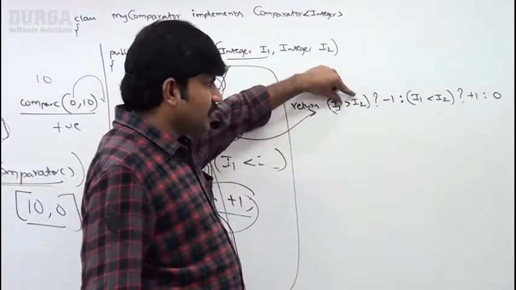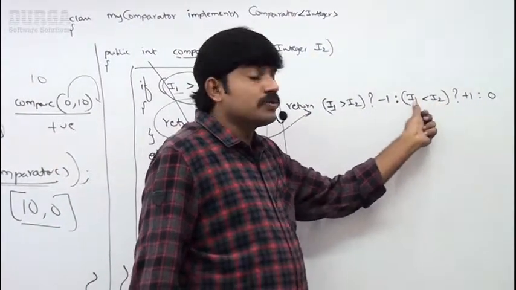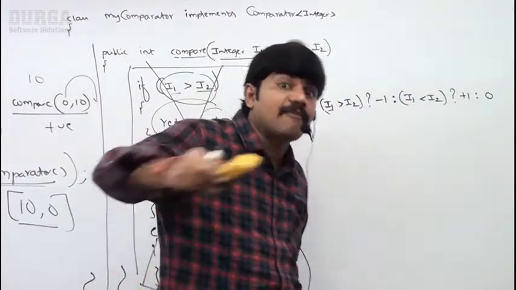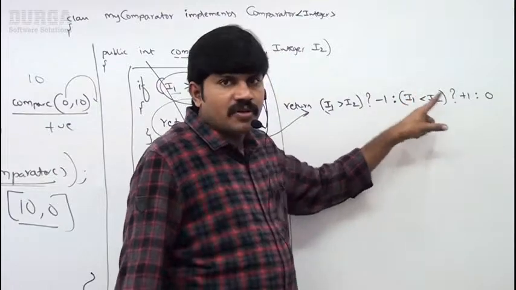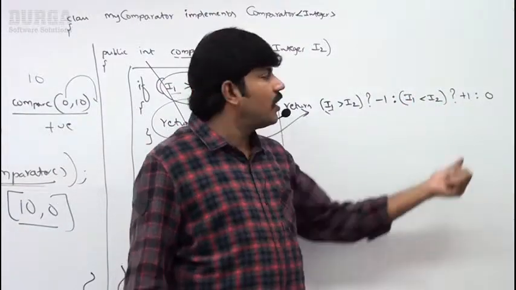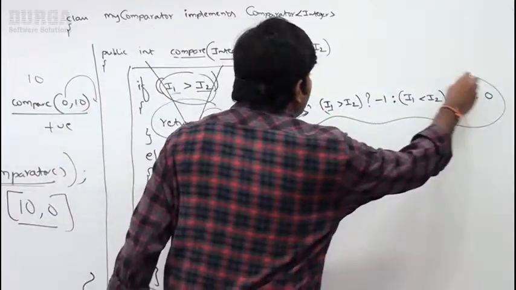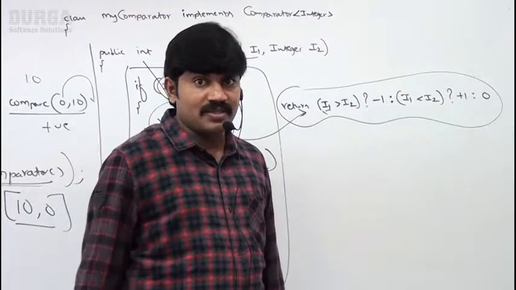If this condition is not satisfied, meaning I1 is less than I2, then the smaller object should come after. That's why positive. If this condition is also not satisfied, it means both are equal, so automatically return 0. How beautiful it is. Observe that, sir. Analyze a bit carefully with paper and pen, then you can understand easily, right?